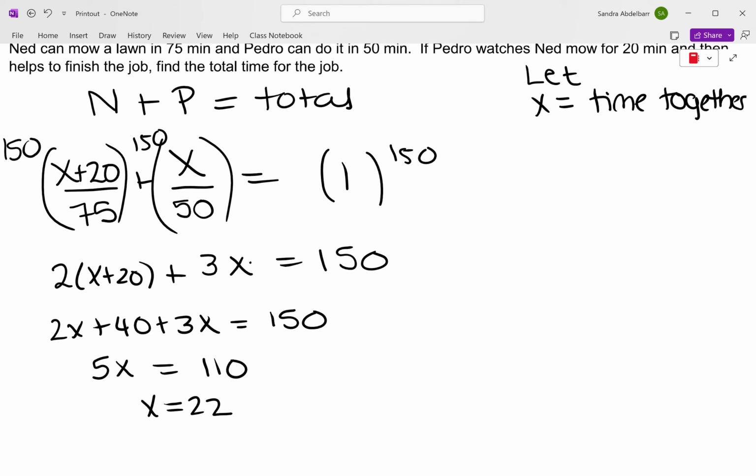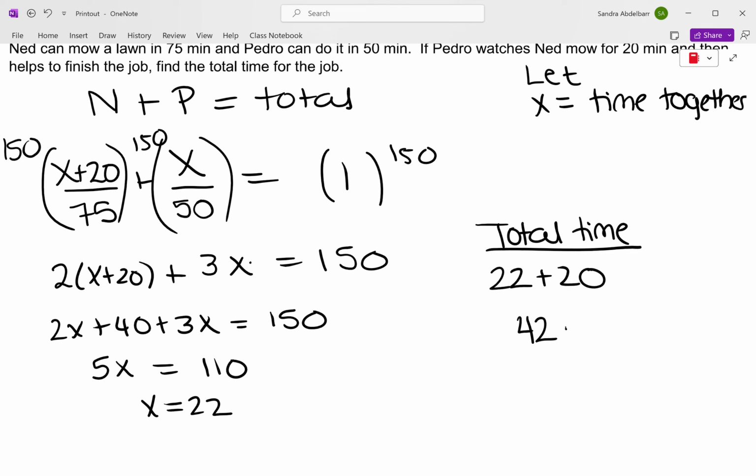All right, find the total time for the job. 22 is not the total time for the job. Why? Danny? Is it 20 less than what it's supposed to be, like the time? Exactly, because we said X is just their time together, but that wasn't the total time spent on the job. Why? Because didn't Ned work an additional 20 minutes by himself? So the total time is going to be 22 plus 20, which is 42 minutes.